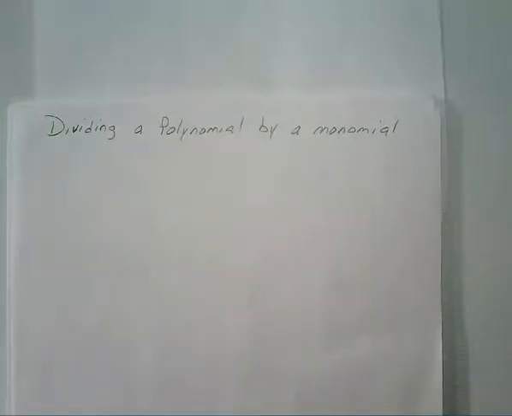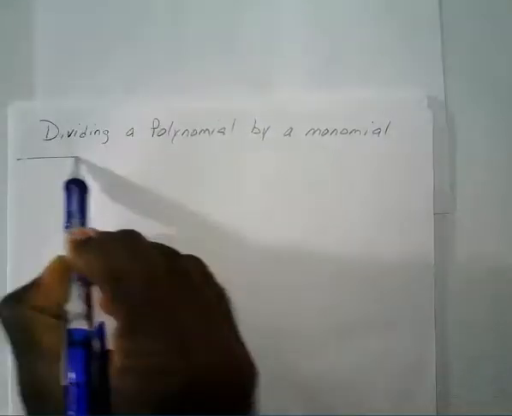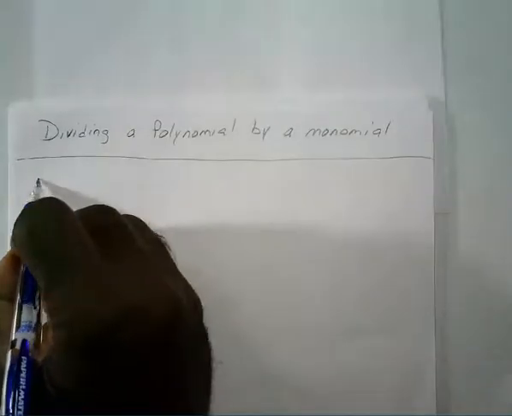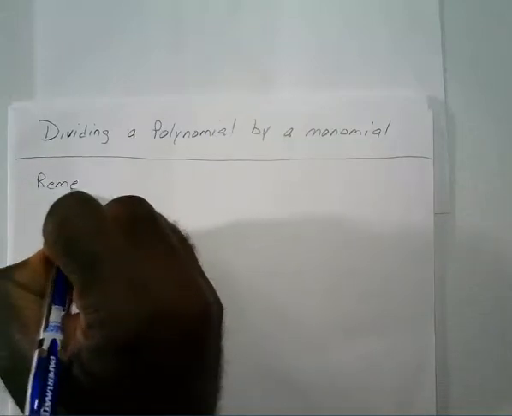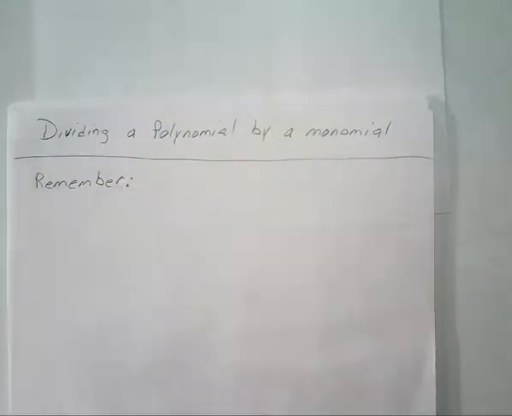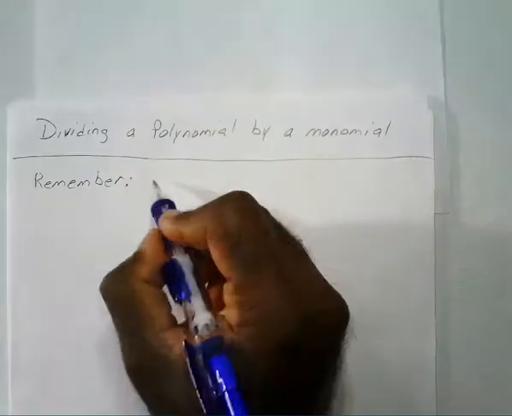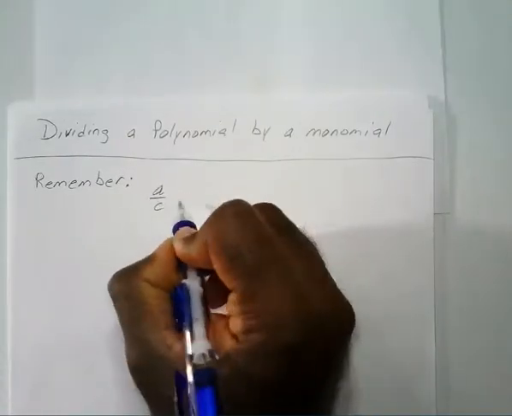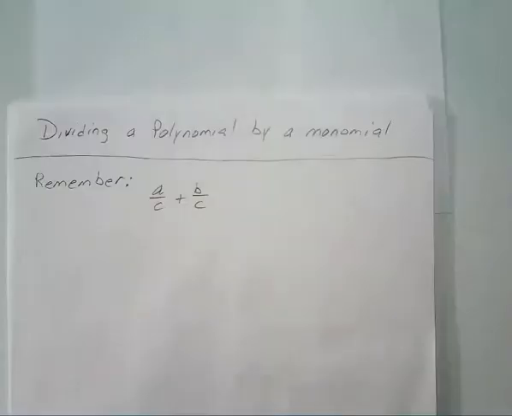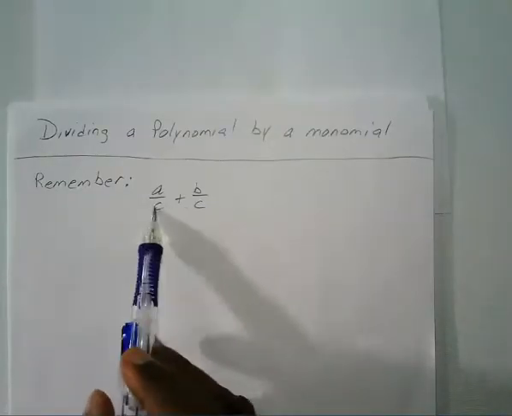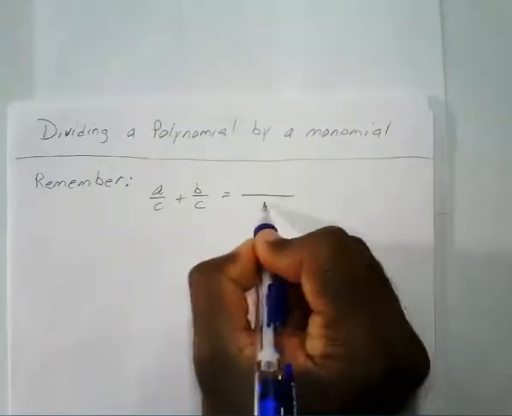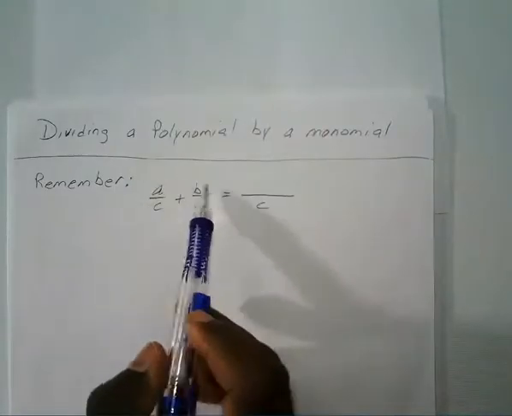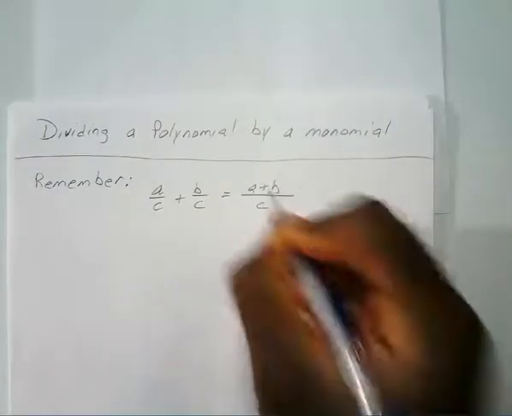Hello everyone. In this video we will cover how to divide a polynomial by a monomial. To do that, you want to go back to the basic idea behind fractions with like denominators. So if you have a over c plus b over c, if your denominators are the same, your answer is just over that c, and you add your numerators.